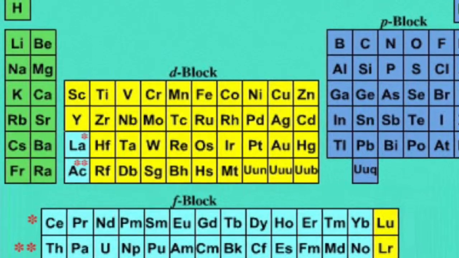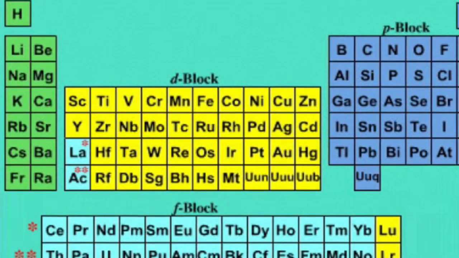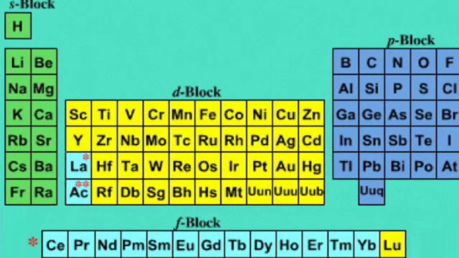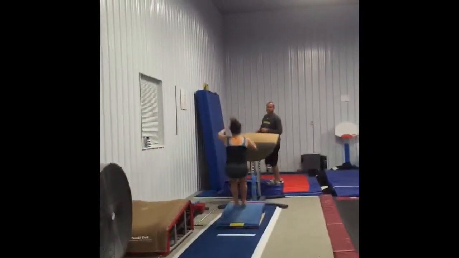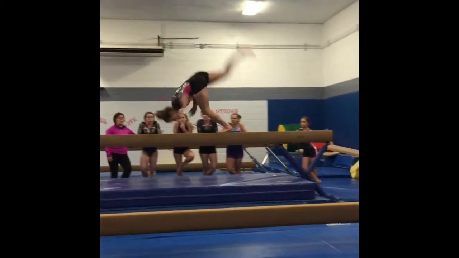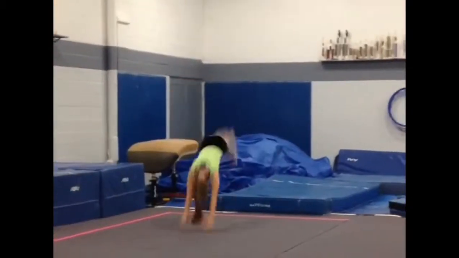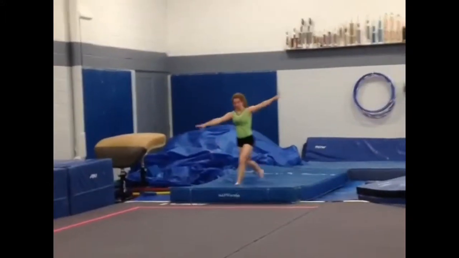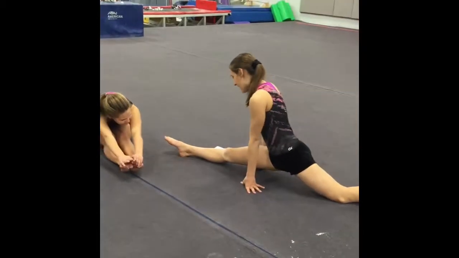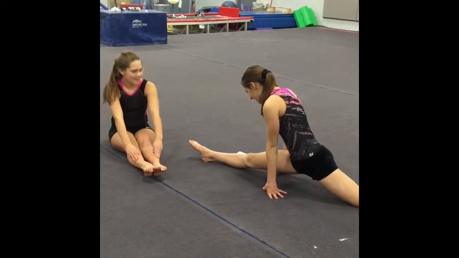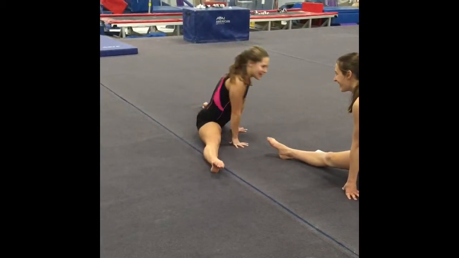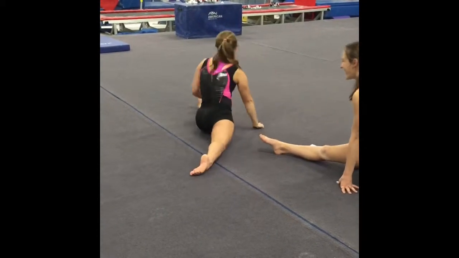The table is also divided into 4 different blocks: the S block, D block, P block, and F block. Just like gymnastics has 4 different events: the vault, bars, beam, and the floor. The periodic table is split into 3 parts: metals, nonmetals, and metalloids. Just like there are 3 different ways to do splits. Oh, so this is like metals, and then this is like metalloids, and this is nonmetals.